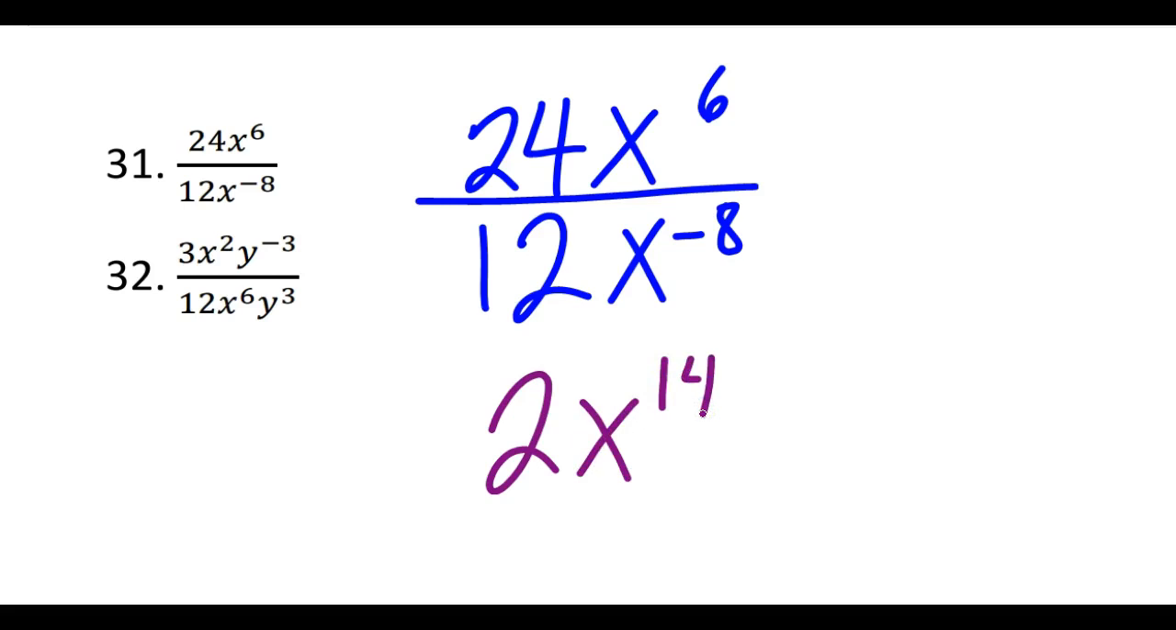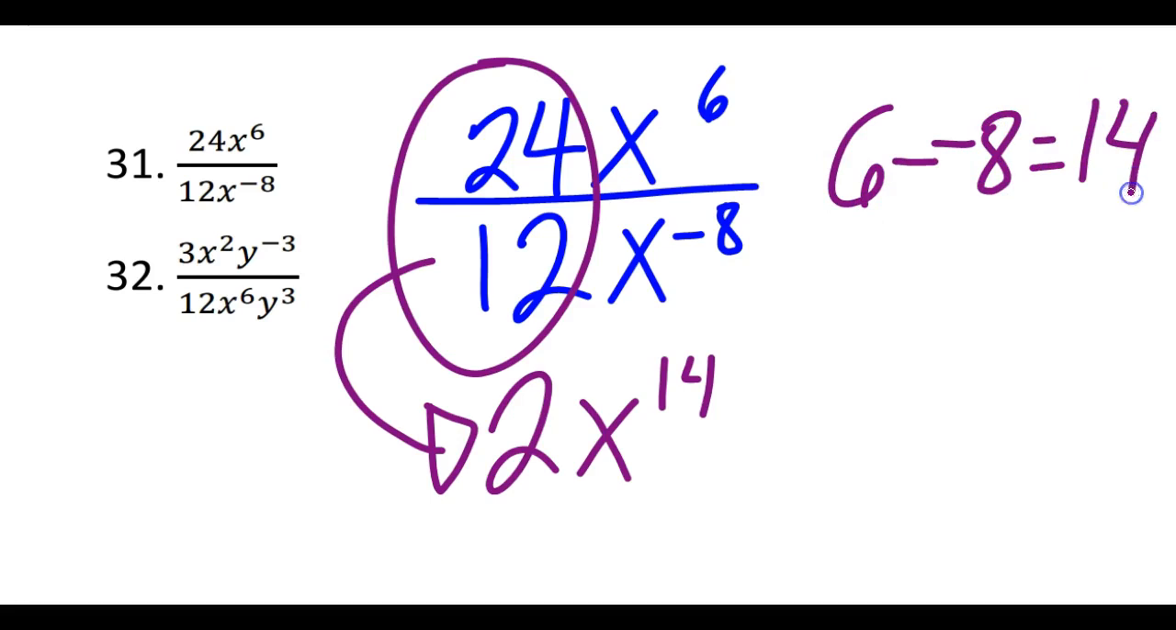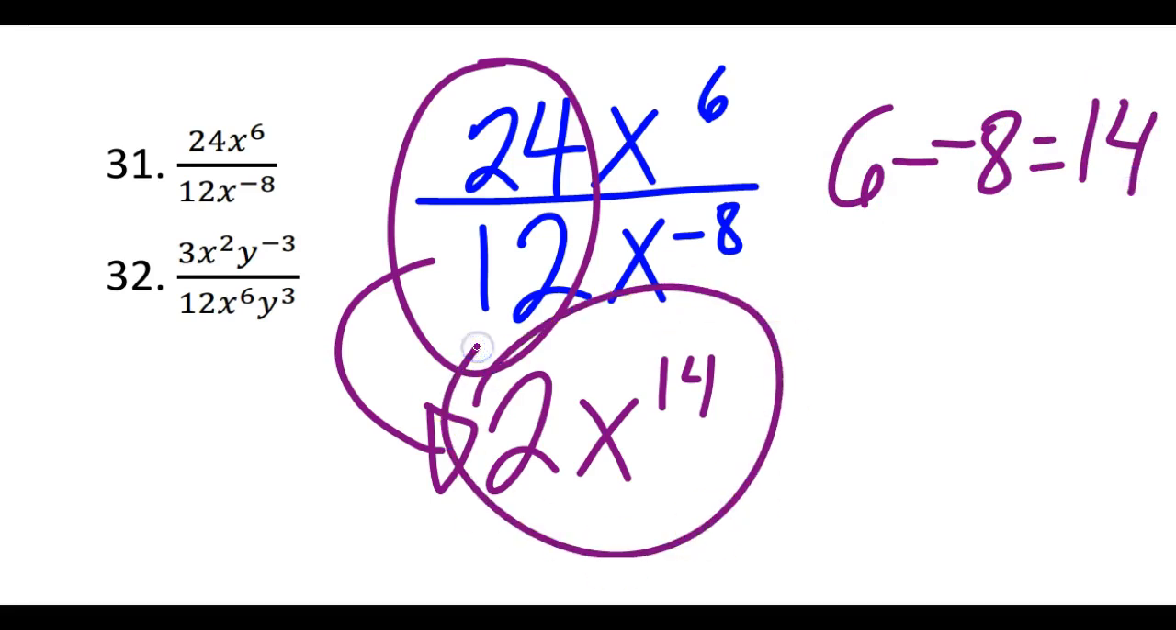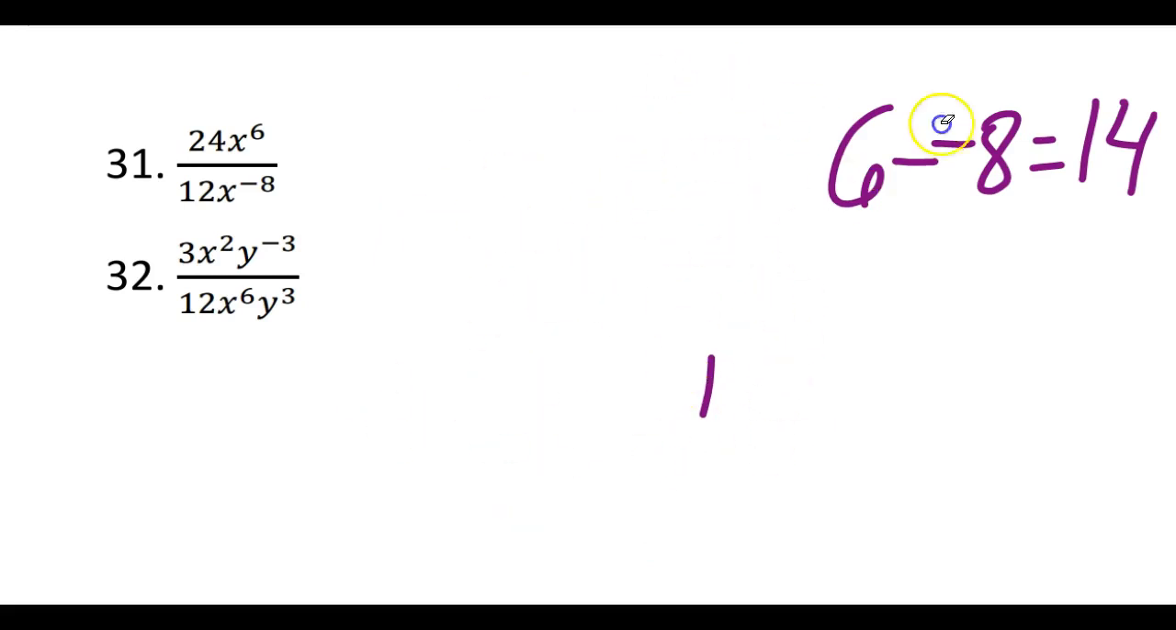I'm proud of you. That was a hard one. So yeah, we have to do 24 divided by 12 to get 2, right? And then we do 6 minus negative 8, which equals 14. And so we get 2x to the 14th power. Great job. Okay. The next one looks a lot harder.